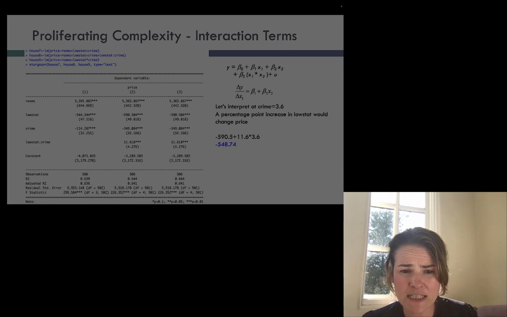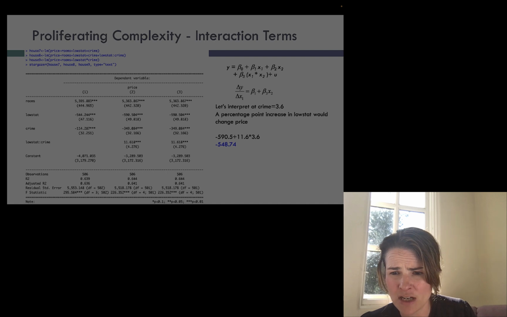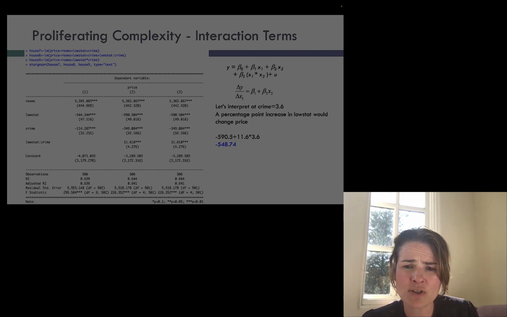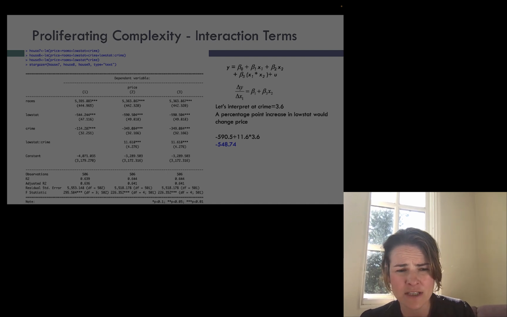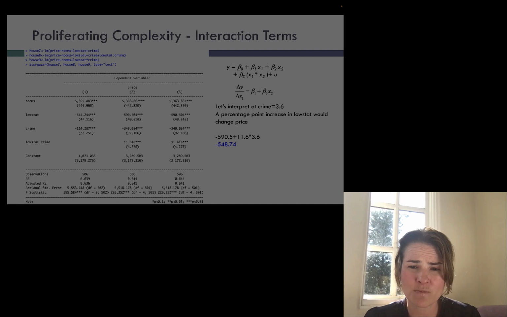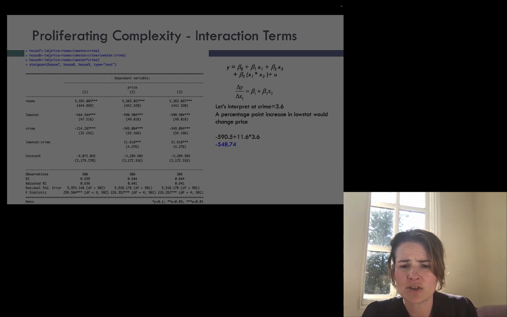And indeed, that interaction term is significant there. And you'll need, again, another formula to keep things in mind and know where you are in terms of one variable or the other if you want to interpret a change. So we need to interpret at the value. So we need to figure out where we are in terms of crime to understand how low status changes prices. So if crime is equal to 3.6, a percentage point increase in low status would change the price negative $548.74.